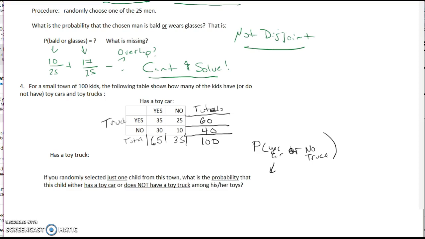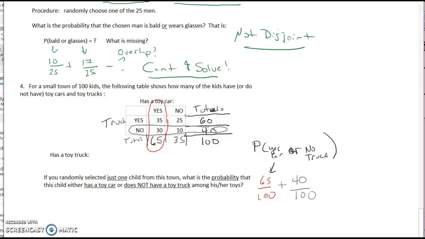Let's start with how many kids said yes, they own a toy car. So the number of yeses for toy car is right here, which is 65 out of 100, right? And now we're going to see it's no to a truck. So who said no, I do not own a toy truck? So people who said no to a truck are right here. And we see that the people who said no to a toy truck was 40 out of 100. So there were 40 kids who did not own a truck.